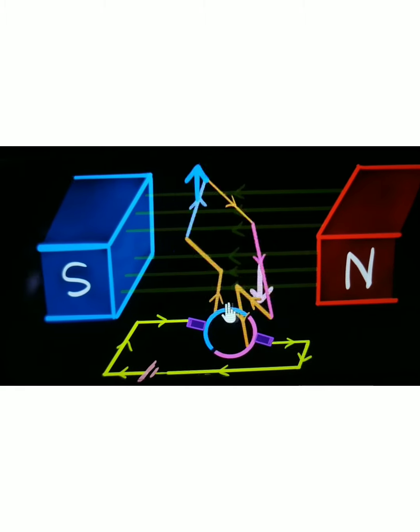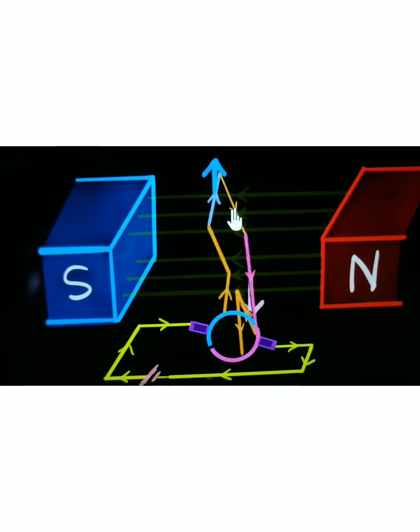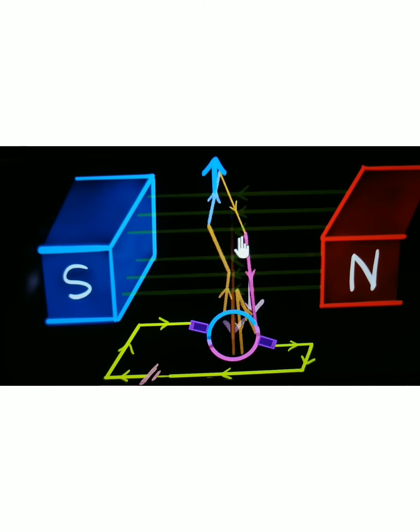And if we have enough current in this, and if the coil and the magnets are strong enough, then we can attach anything we want to it, like a fan or a washing machine, electric drilling machine, and make it spin.